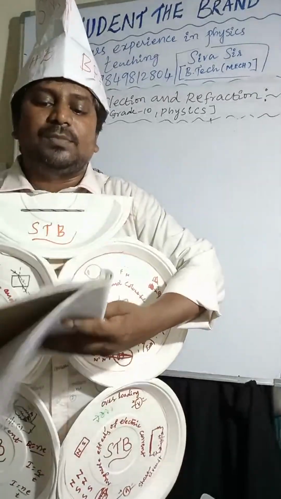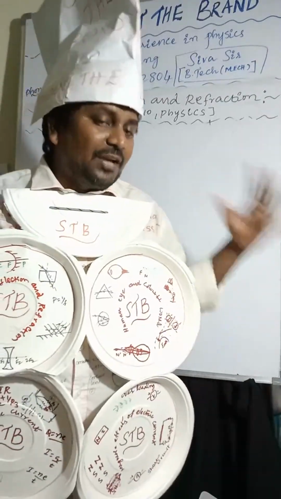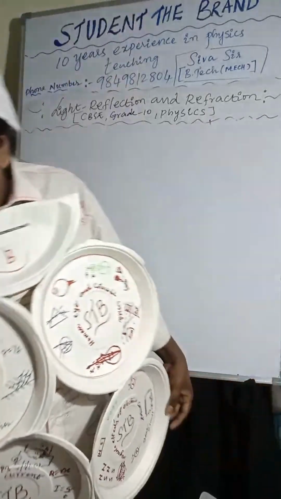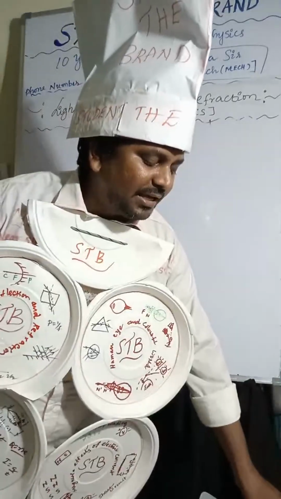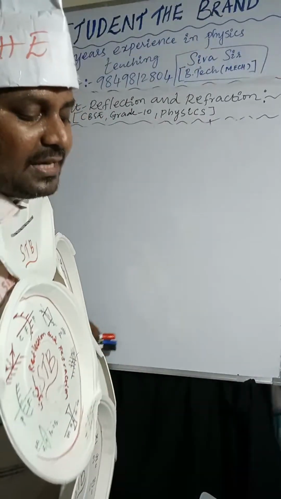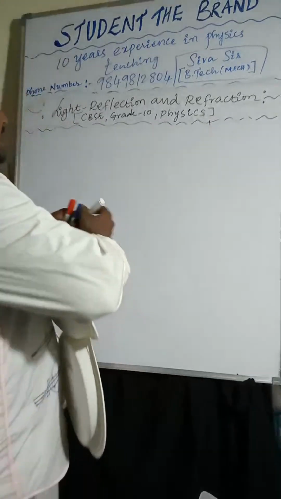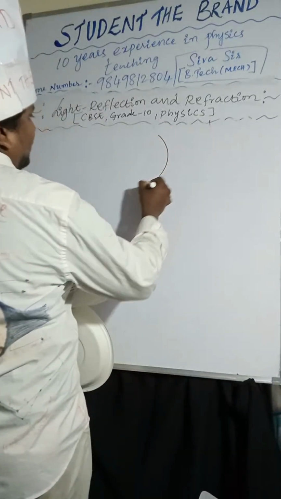Coming to the convex mirror, it is used as a rear view mirror. Why do we use a convex mirror as a rear view mirror? That is the point. What is the reason behind this? Normally, this is a concave mirror.